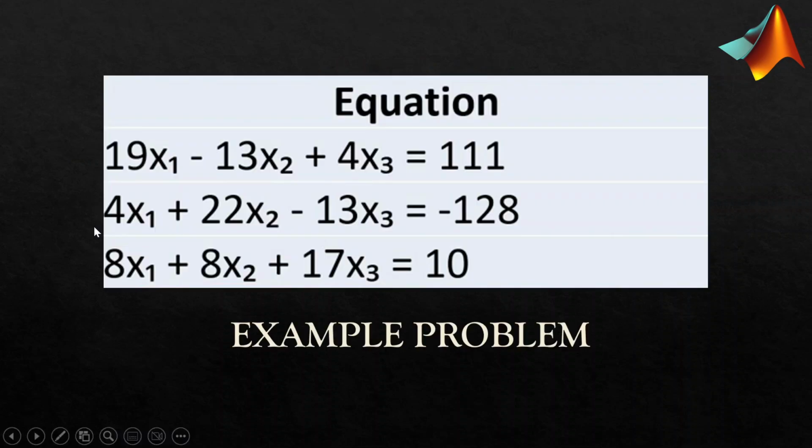We will use this example in solving with the two methods. 19x1 minus 13x2 plus 4x3 is equal to 111. 4x1 plus 22x2 minus 13x3 is equal to negative 128. 8x1 plus 8x2 plus 17x3 is equal to 10.